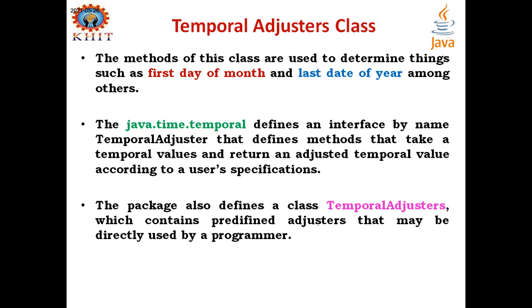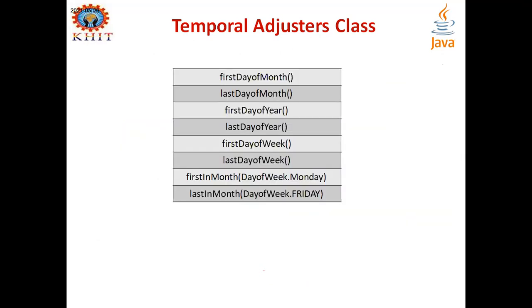This package also defines a class called TemporalAdjusters. There is an interface named TemporalAdjuster, and it also defines the TemporalAdjusters class, which contains predefined adjusters that may be directly used by a program. You can adjust according to your real-time application, but you may also use some predefined adjusters by importing the class called TemporalAdjusters.